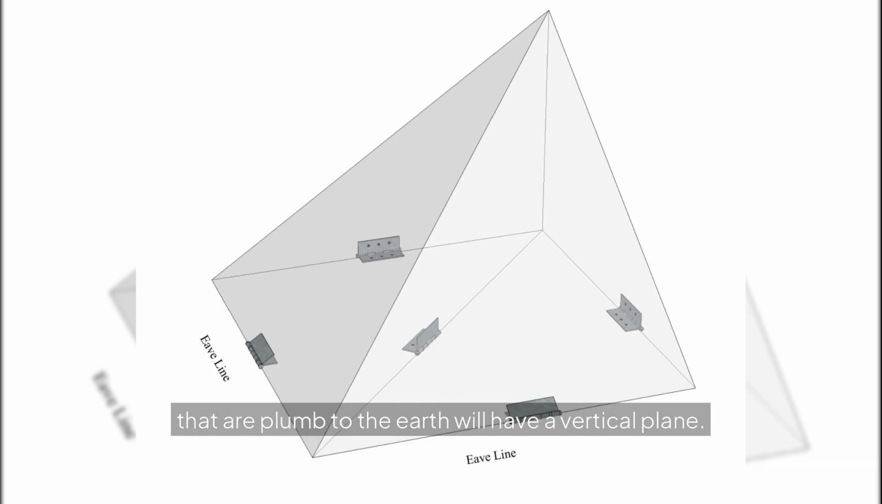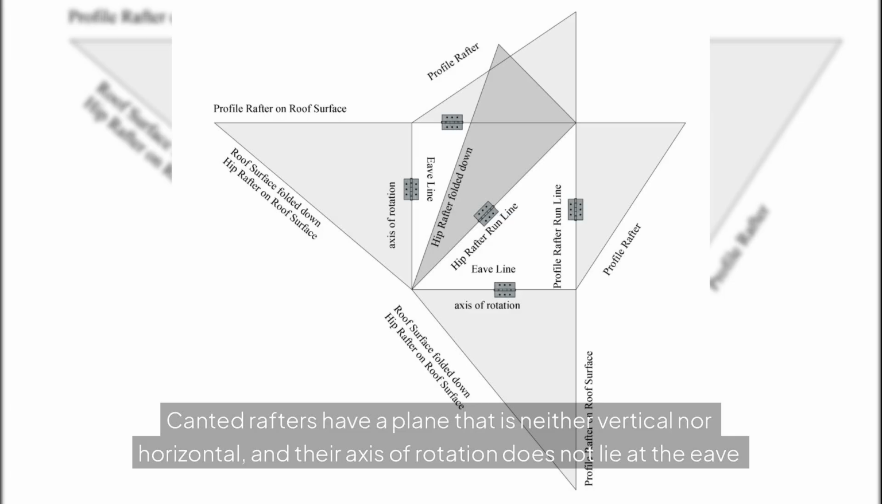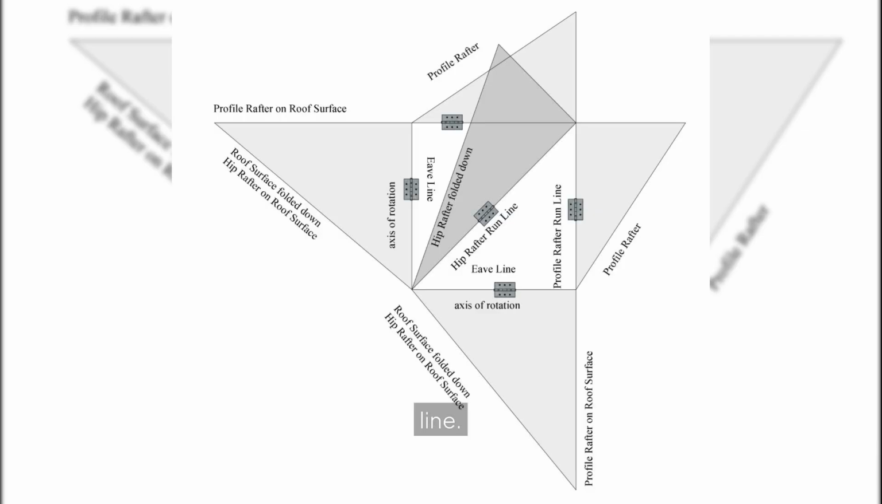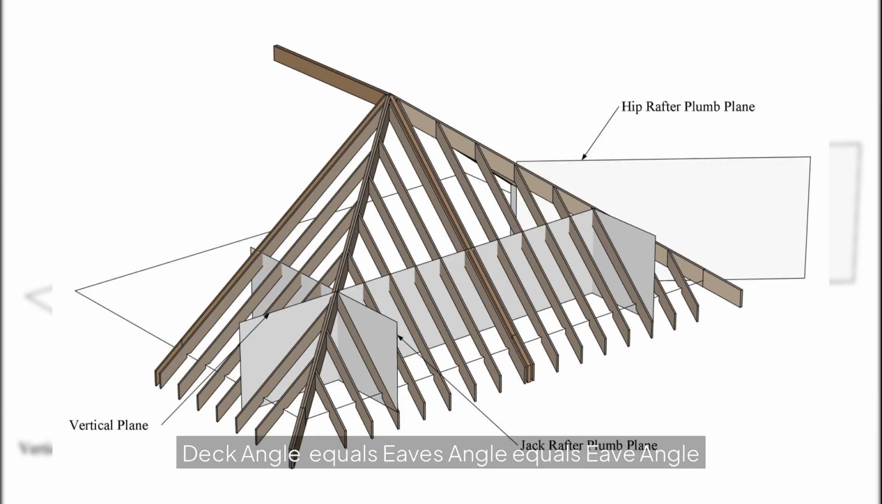Hip rafters that are plumb to the earth will have a vertical plane. Canted rafters have a plane that is neither vertical nor horizontal, and their axis of rotation does not lie at the eave line. Deck angle equals eaves angle equals eave angle.